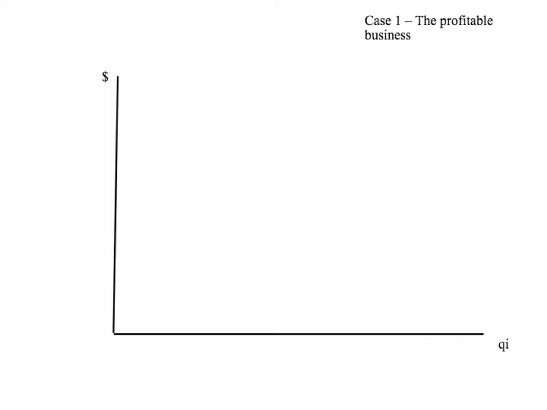Here we've got some axes. We've got dollars on the vertical axis and quantity on the horizontal axis. It's the little q, so it's going to be the quantity for a firm. I've labelled it here for firm i. Let's put the costs on first. So let's put our marginal cost on first. Our marginal cost curve might look something like that. And if you want to understand more about the shape of the marginal cost curve, look at our previous presentations.